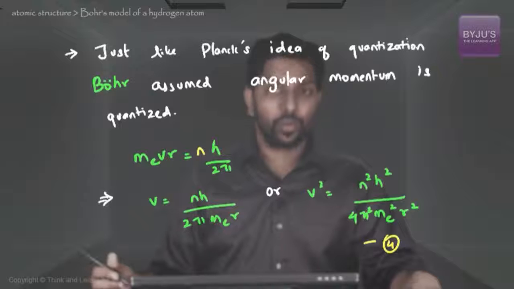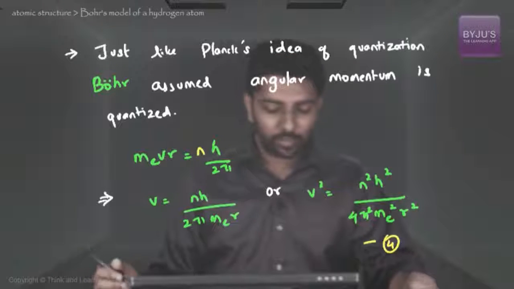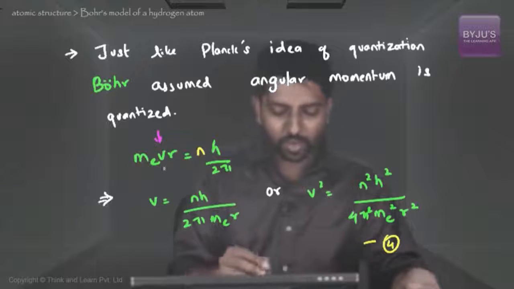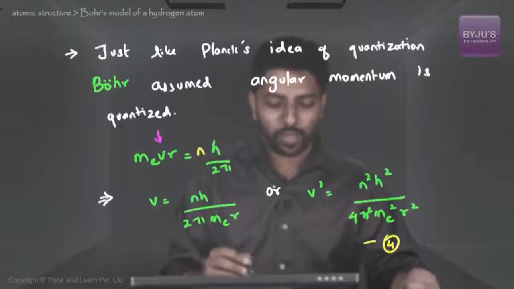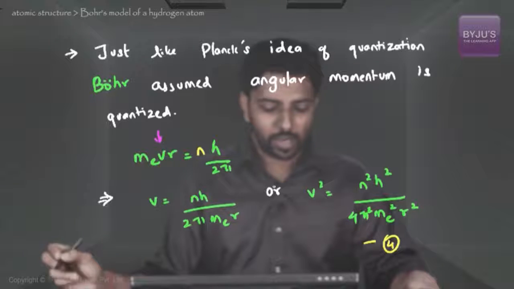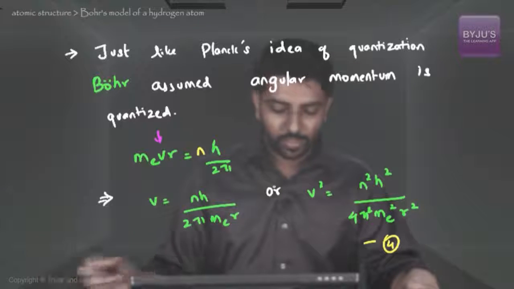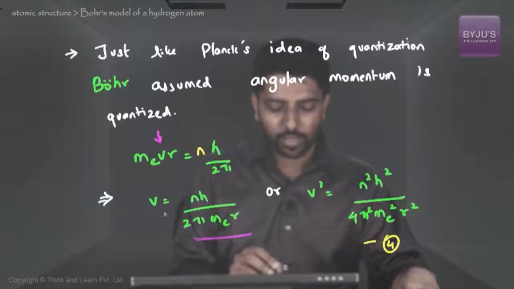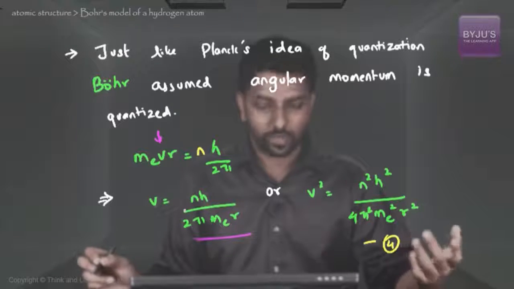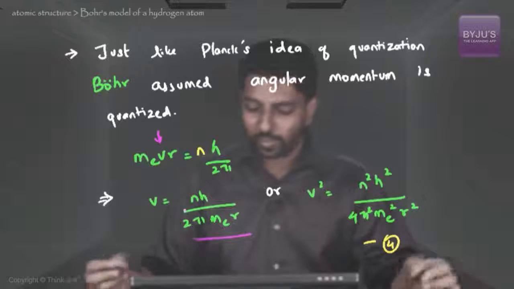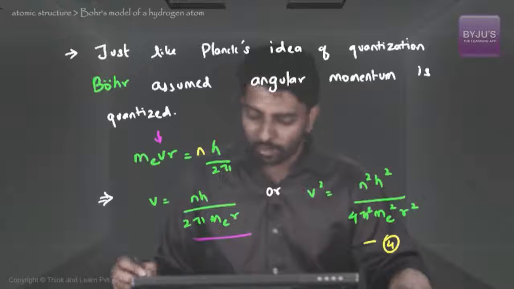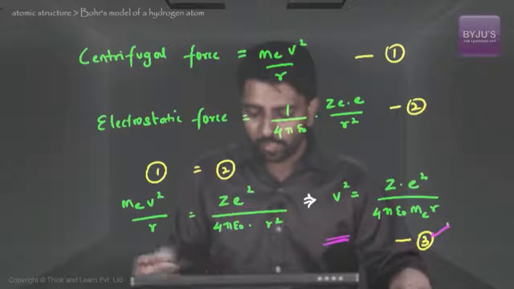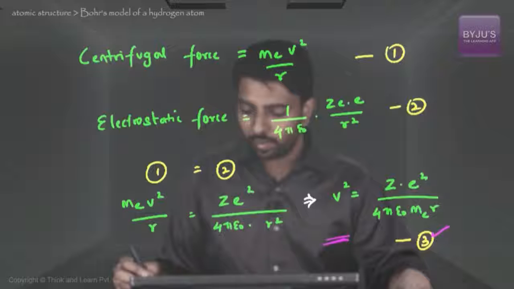Now this will also give you a term for velocity. See, you have m v r, so v will be n h by 2 pi times 1 by m r. So n h by 2 pi times the mass of an electron times r. So n h is on the numerator, 2 pi m e r is on the denominator. So we square these. We already got an expression for velocity squared on the previous page, which I've kept as equation number 3.